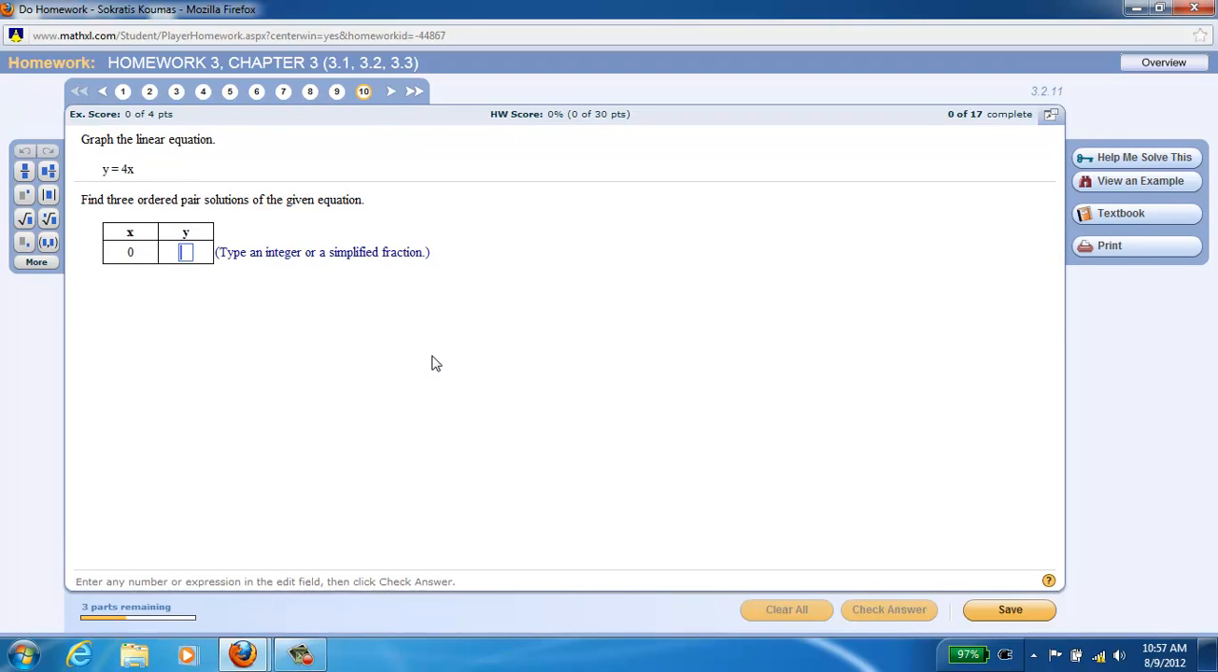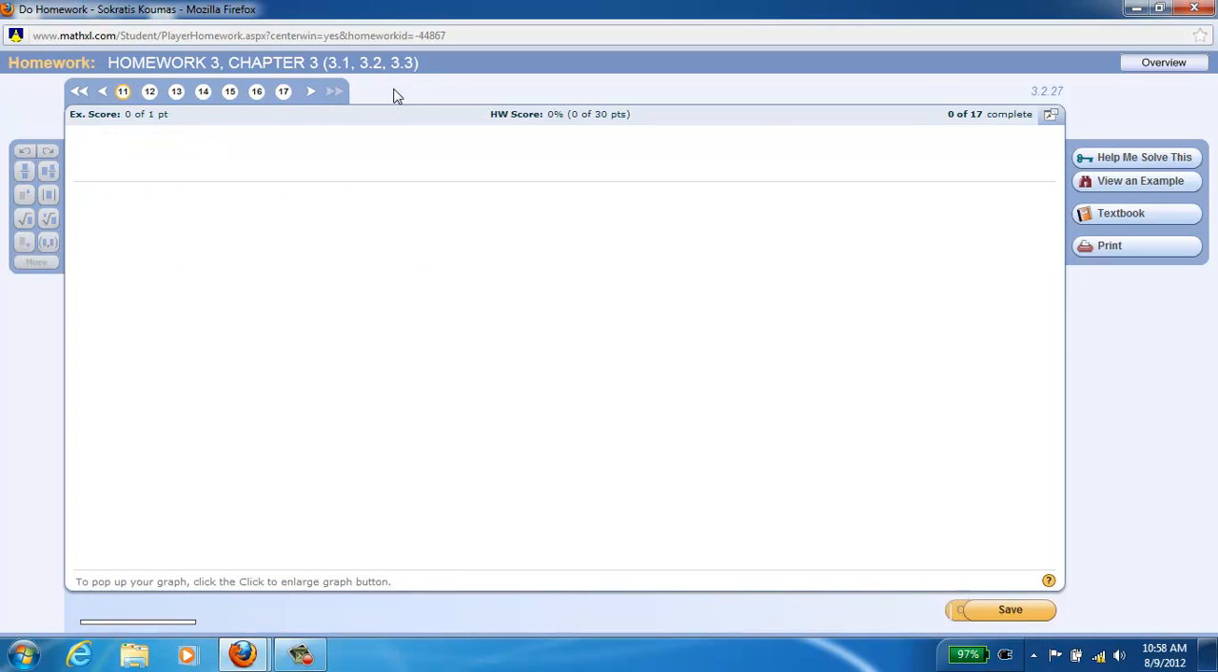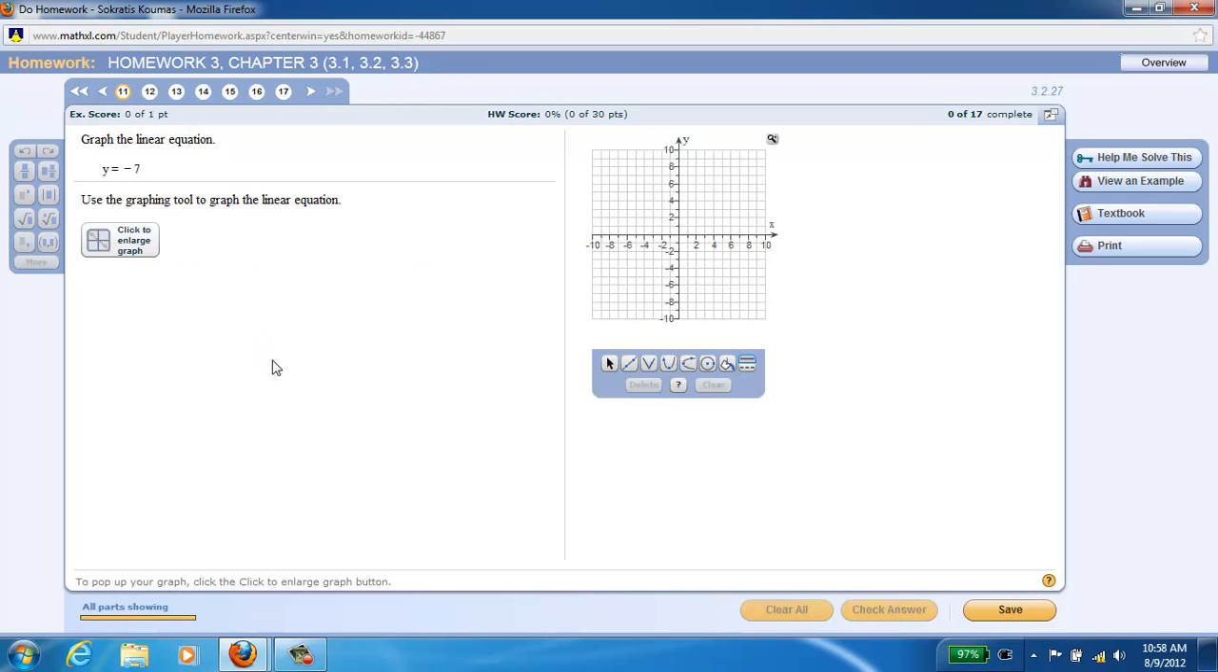Number 10, you have to graph a linear equation, but first of all you are going to have some points for x and y, and you have to figure out, for example, when x is 0, what is the value of y, and then for another value of x, what is your y, and then you have to graph the linear equation. Problem number 11, you have to graph the equation y is equal to negative 7.